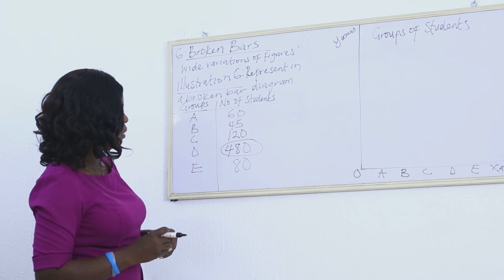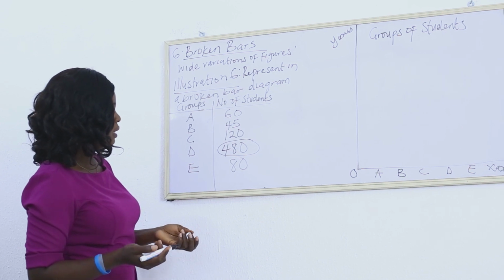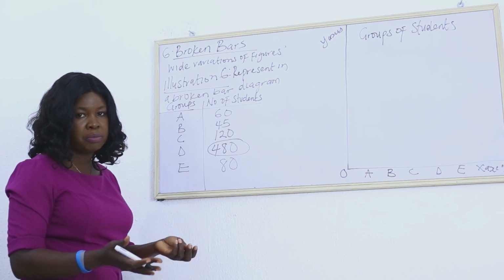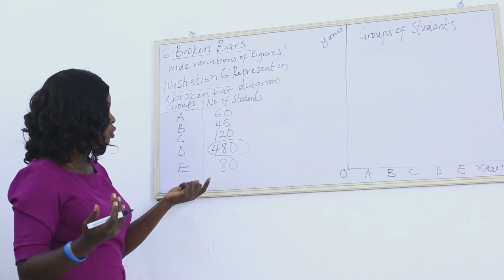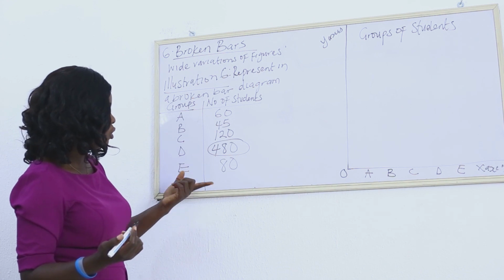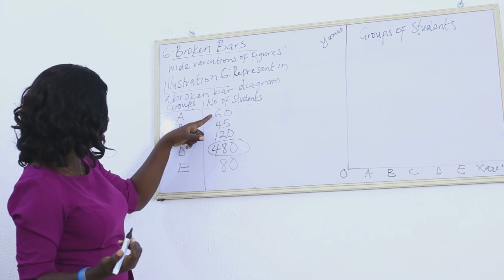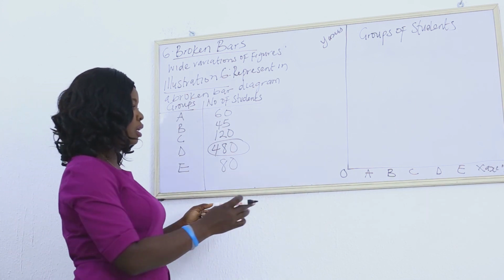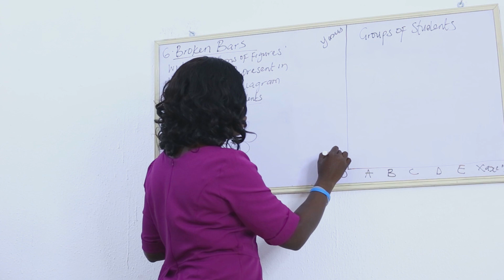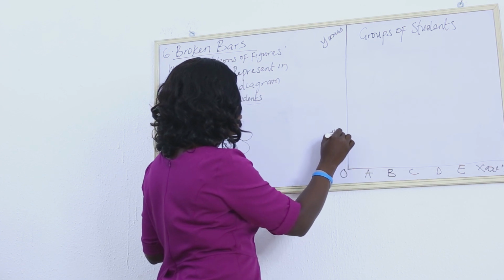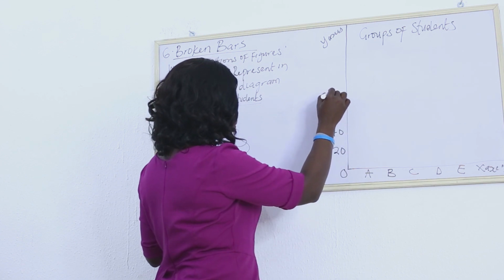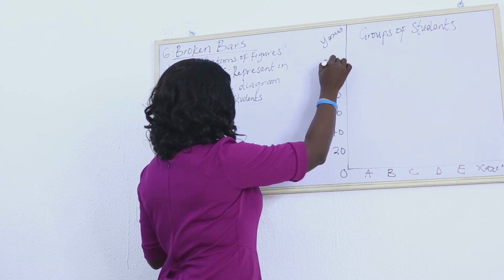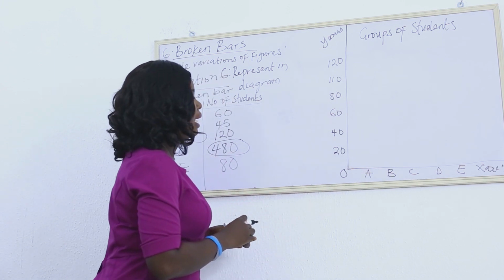So what would be my scale? My scale, let's say 20. I'm using 20 to be my scale. You can use 5 if your book is big enough, or 10, but I'm going to use 20 or 40, because the list I have here is 60 or 45, so I can decide to use 20 or 40. So I'm going to use 20. So 0, the next point will be 20, 40, 60, 80, 100, and 120.